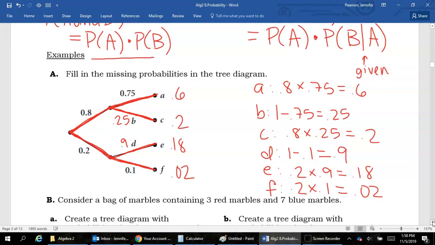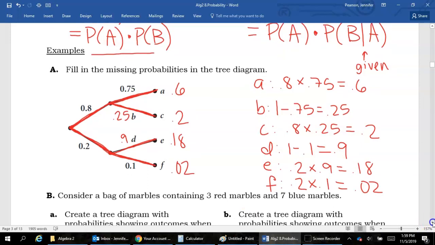So I have these all written as decimals, but I've been saying them as percentages also. Basically, off of the same starting point, we always have to add up to 100% or one whole. And to find the answers along the way, event A and event B, we always multiply those events together.